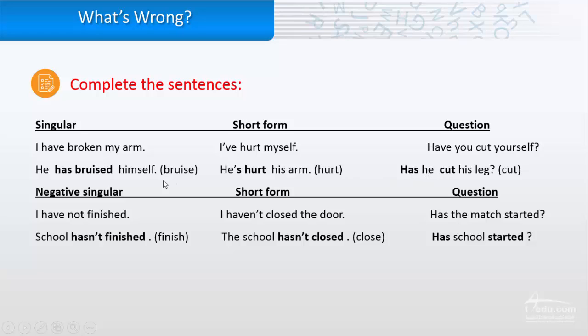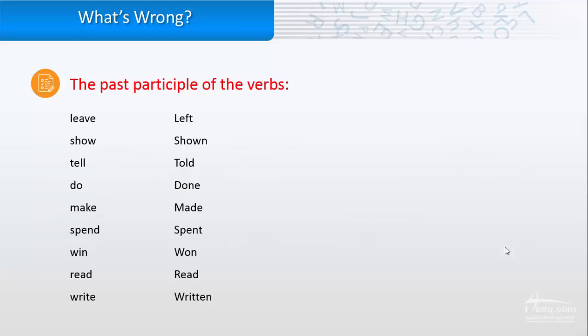The negative singular: I have not finished. School has not finished. See, finish here is going to be finished. And we just add not to the has or have. The short form: I haven't closed the door. The school hasn't closed. The question: Has the match started? Has school started? So this is how we form it in singular or plural, short form, and questions.